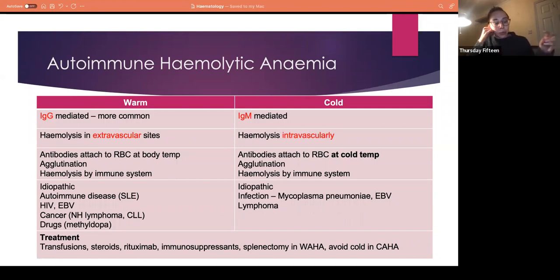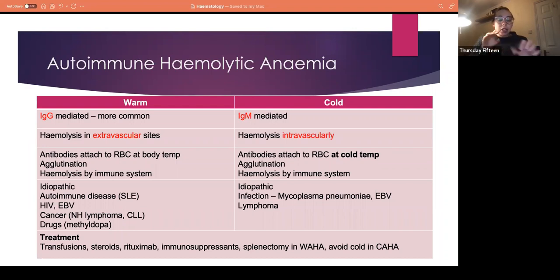Essentially in warm, the antibodies will attach themselves to the red blood cell at body temperature and lead to them clumping together, and then the immune system will identify that clump of abnormal red blood cells and destroy them. And then it's the other way around in cold, so that it will happen when your body is colder.